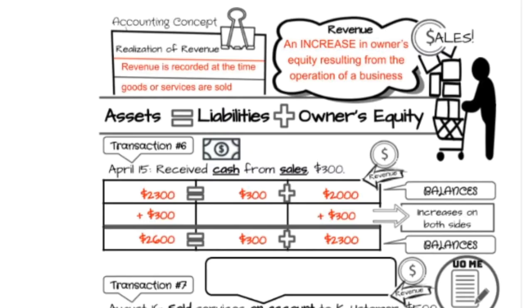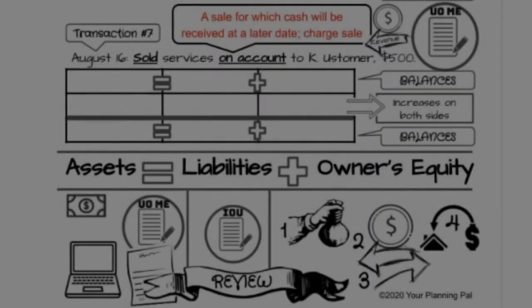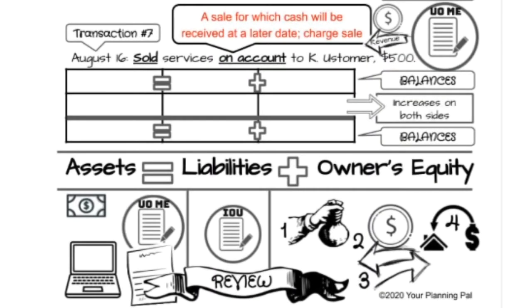So we always have to remember to stay in balance. If you're not in balance and you think you recorded it correctly, then check to see why it's not, because it will always be in balance if they're recorded correctly. For transaction number 7, we want to remember that a sale for which cash will be received at a later date, a charge sale, is a sale on account.